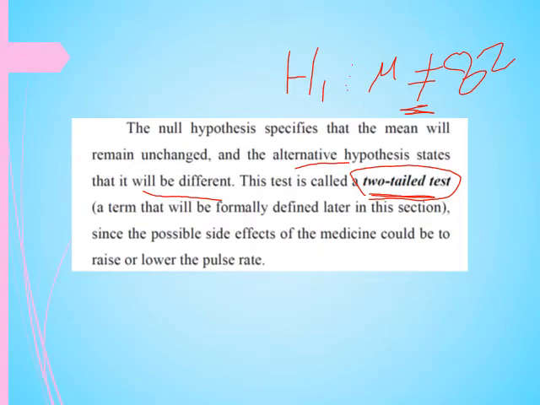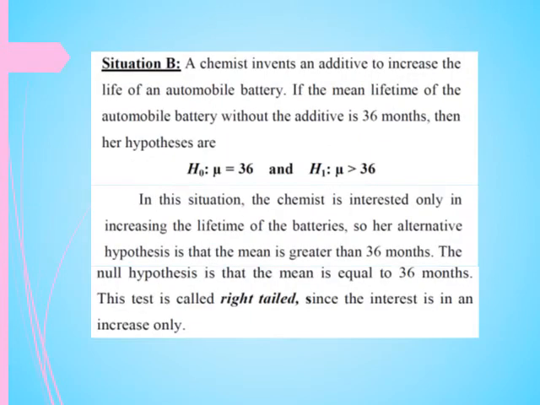Since the possible side effects of the medicine could raise or lower the pulse rate, we take a two-tailed test, or maybe a less-than test, or another situation. Situation B: a chemist invents an additive to increase the life of an automobile battery.